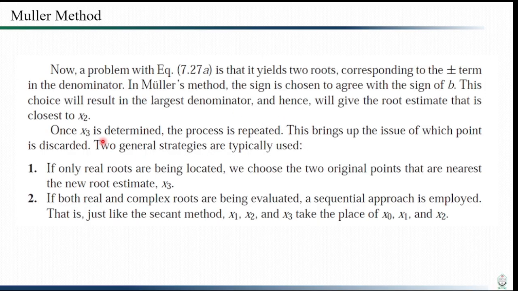After we have found x3, how will we take the decision, or what will be our next step? Here you can see that if only real roots are being located, we choose the two original points that are nearest to the new root estimate x3. If both real and complex roots are being evaluated, a sequential approach is employed, just like the second method: x1, x2, x3 take the place of x0, x1 and x2. For our case, we will always go for the second strategy.